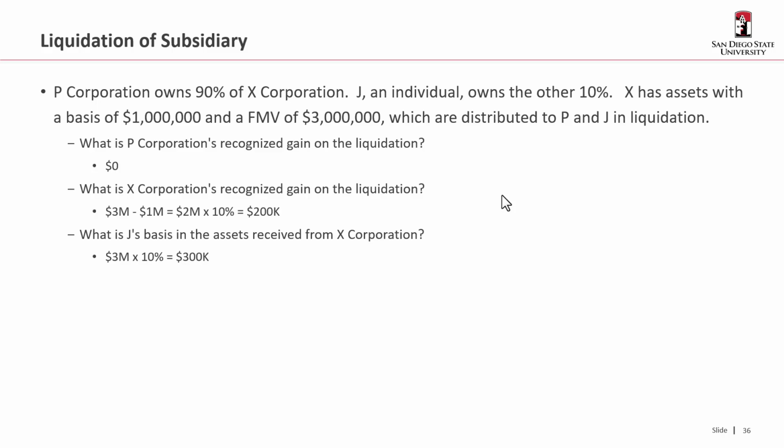So you can see that what happens is we kind of bifurcate the liquidation of the subsidiary into two parts. One, this 337 liquidation of subsidiary, and the other is more like a regular corporate liquidation.